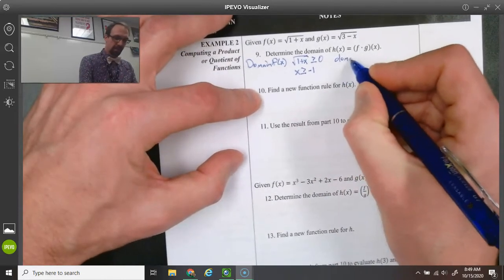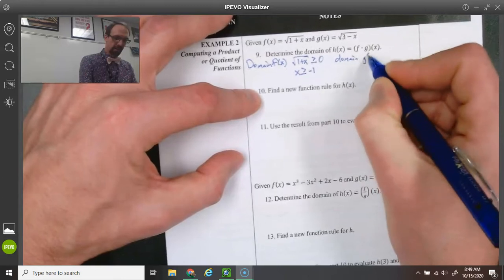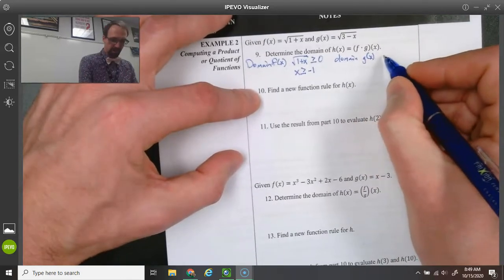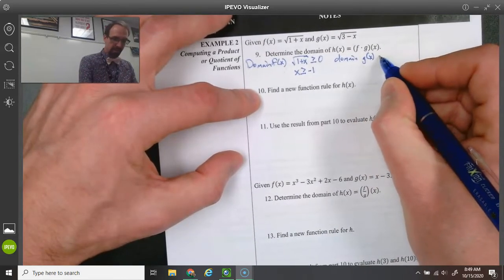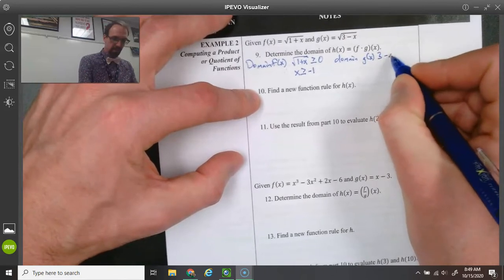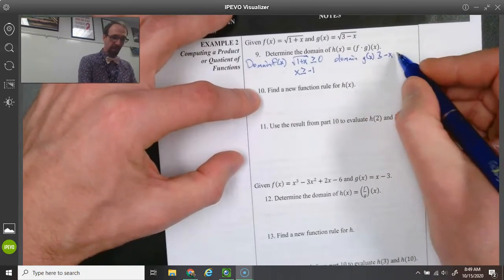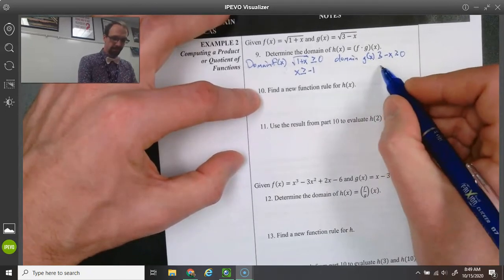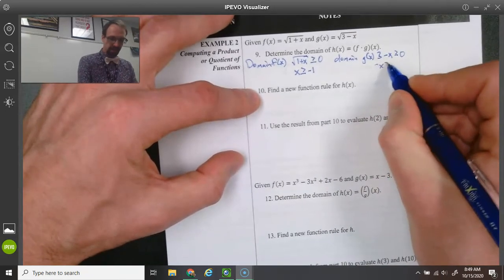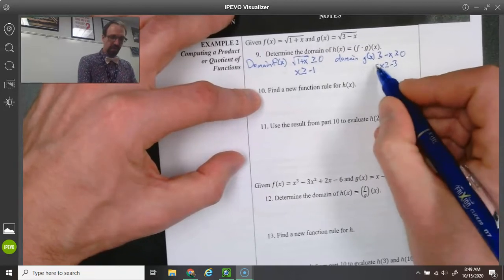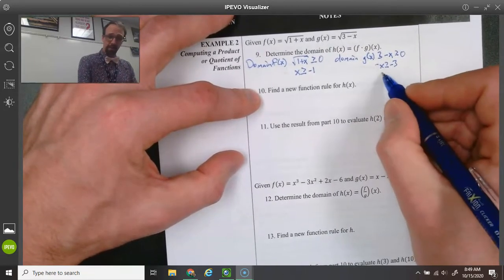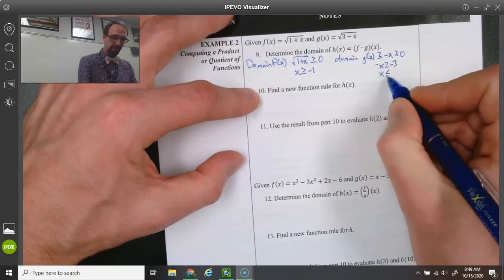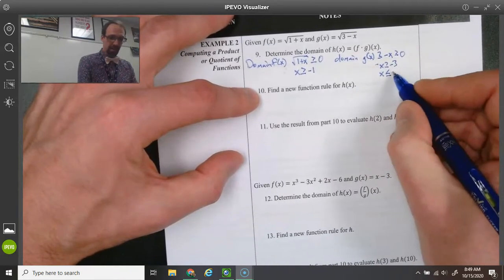Domain of g of x is going to be 3 minus x: set what's underneath the radical greater than or equal to 0, and then solve. Minus 3, so that would be negative x is greater than or equal to -3. Then divide by a negative. So this one we actually get x is less than or equal to 3.